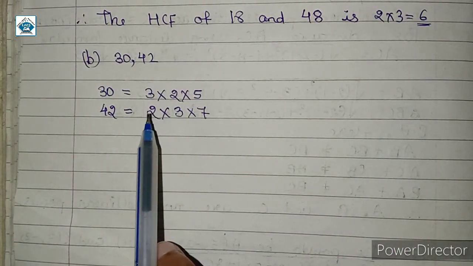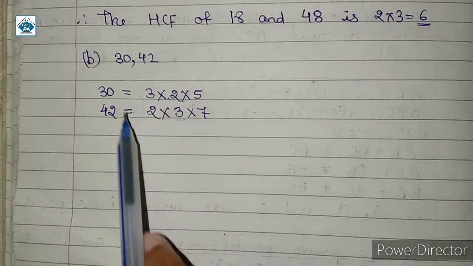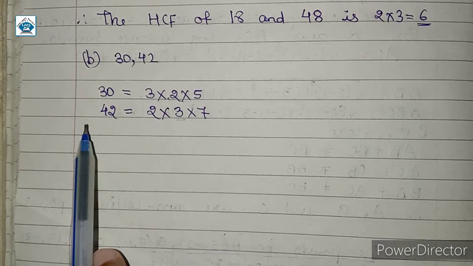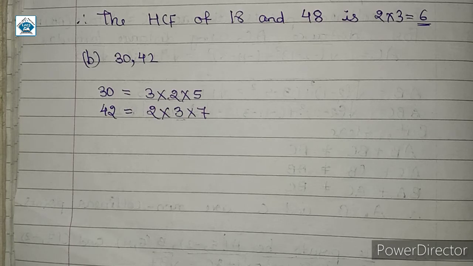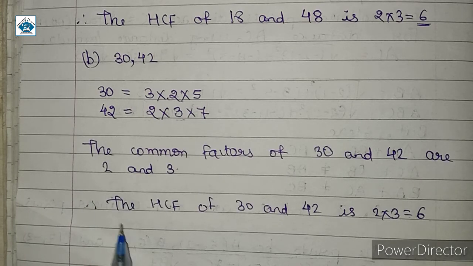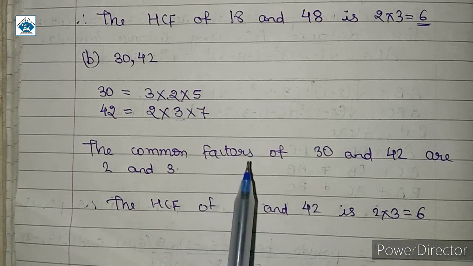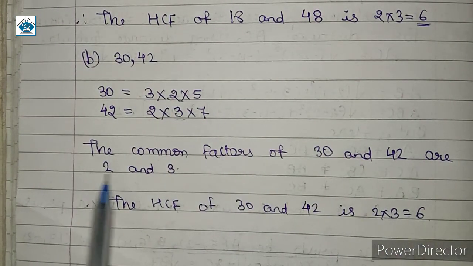Next, we will have to find the common factors. So here 2 is common and 3 is also common. So in this case also, 2 and 3 are the common factors of 30 and 42. Therefore, the HCF of 30 and 42 will be 3 multiplied by 2, which is equal to 6. So the HCF of 30 and 42 is 2 multiplied by 3, which is equal to 6. क्योंकि common factors कौन से हैं? Common factors of 30 and 42 are 2 and 3.